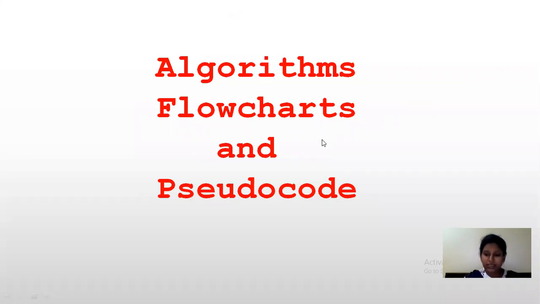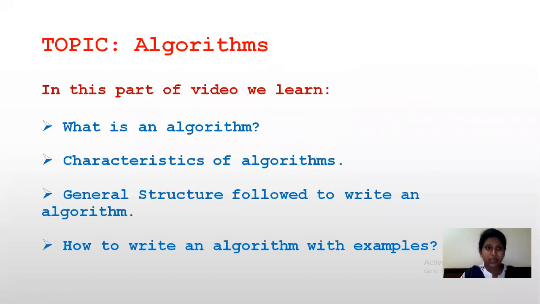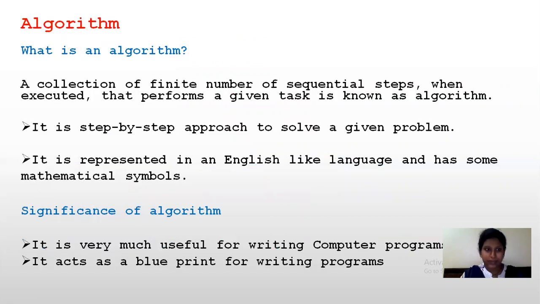So today's topic is algorithms, flowcharts and pseudocode in C language. Then, how to write an algorithm. In this part of the video, we learn what an algorithm is, the characteristics of an algorithm, the general instructions followed to write an algorithm, and how to write an algorithm with examples. First, let's see what an algorithm is.